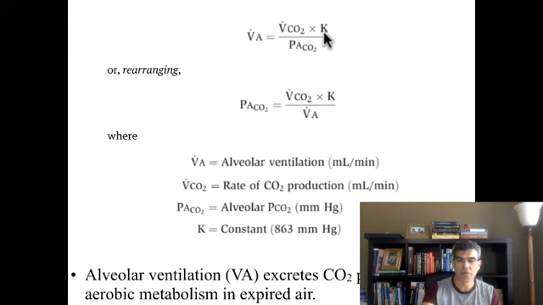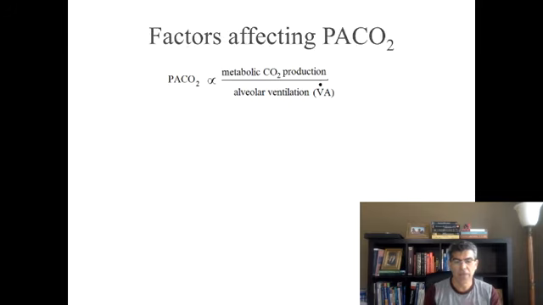This K is a constant number, so we can ignore it. If I ignore it and rearrange this formula, the PaCO2, the amount of CO2 that you have inside the alveolus, depends on how much CO2 you produce and on your ventilation rate. In other words, my PaCO2 depends on metabolic CO2 production divided by alveolar ventilation. If my alveolar ventilation goes up, my PaCO2 is going to come down if my CO2 production stays constant.